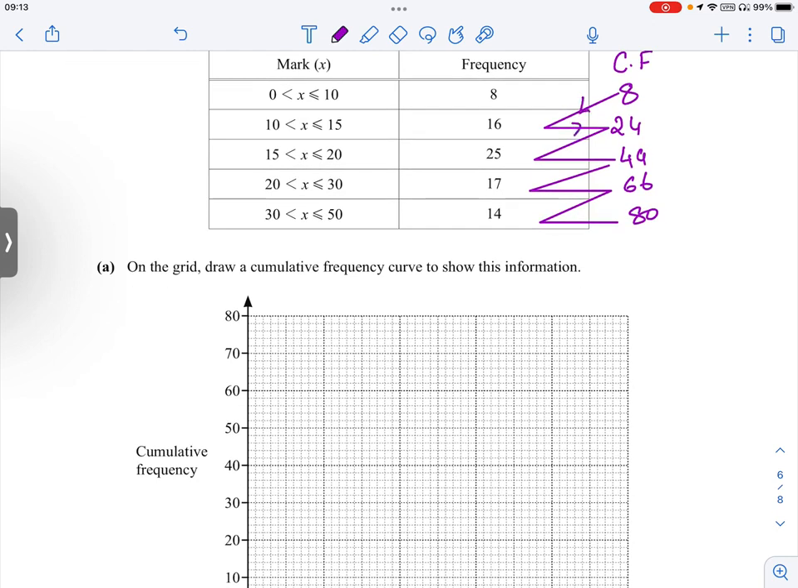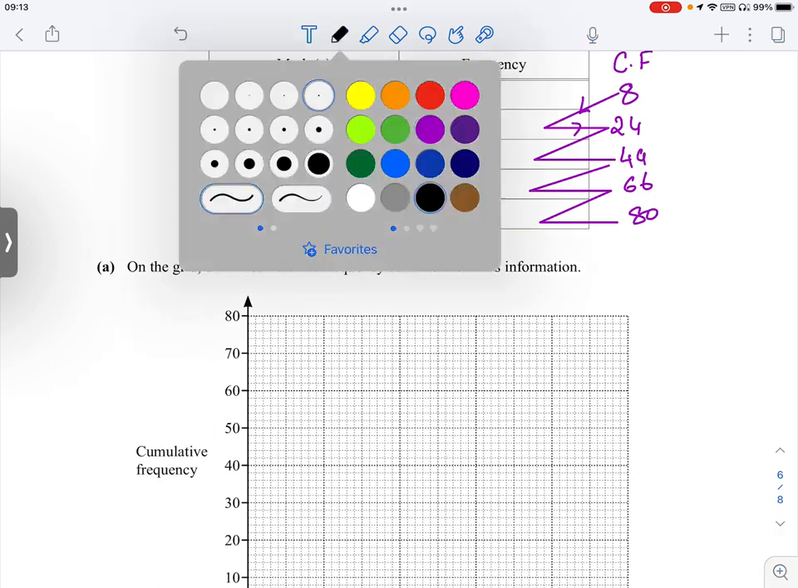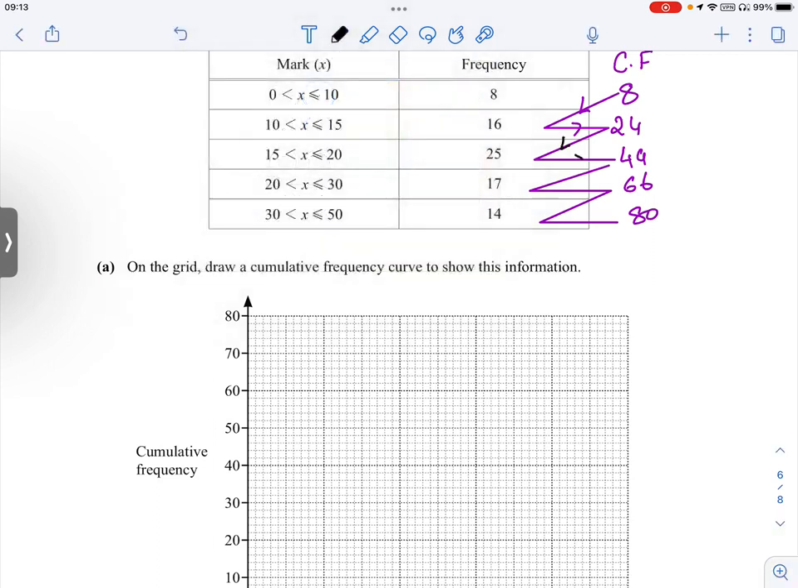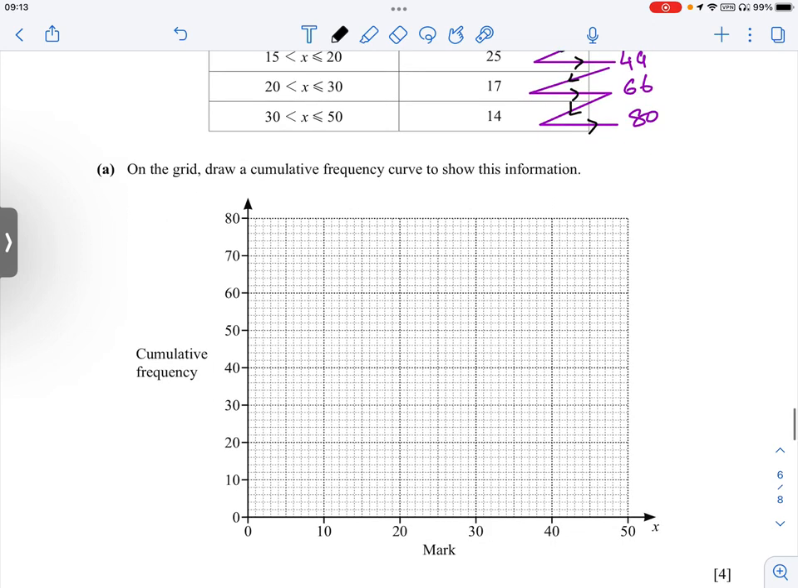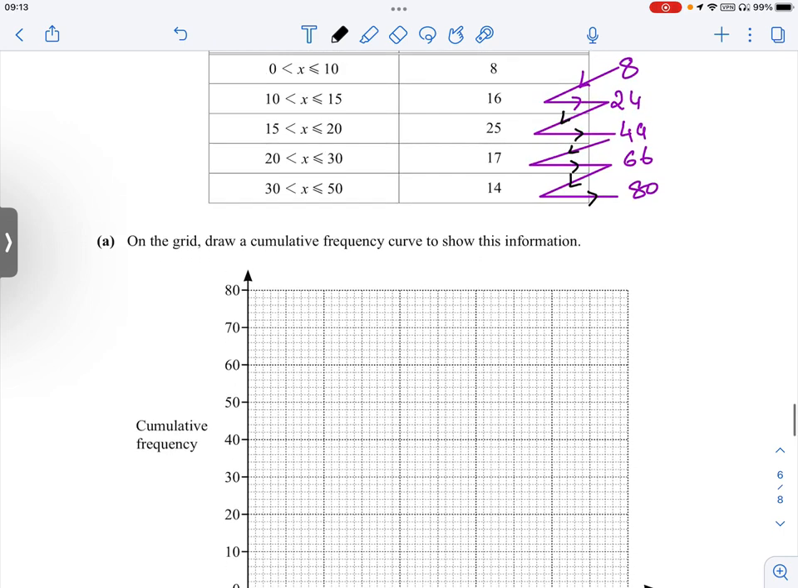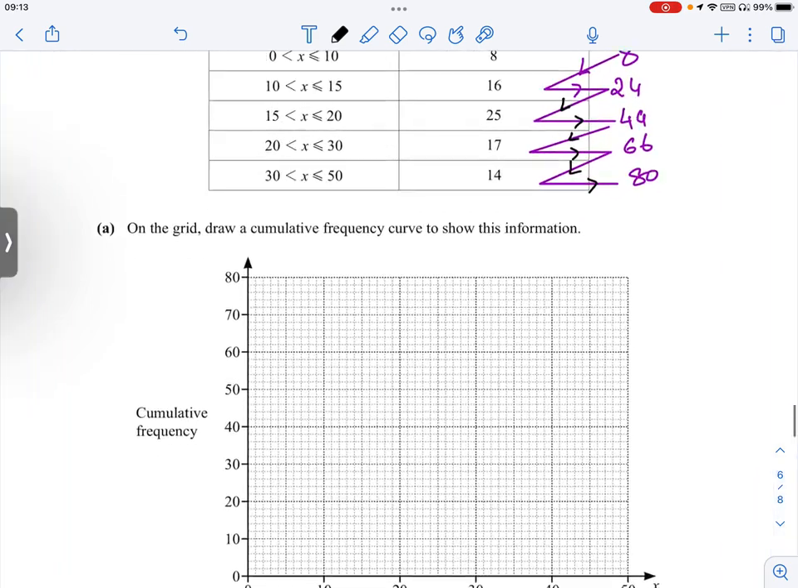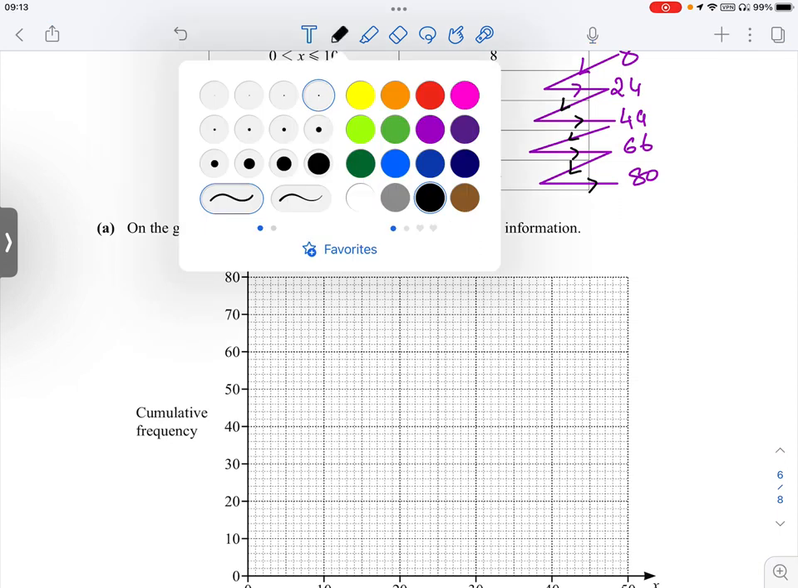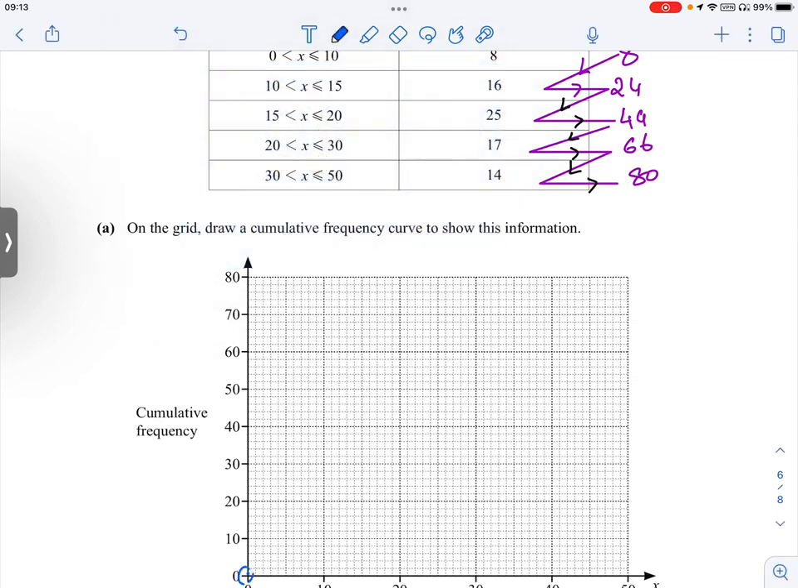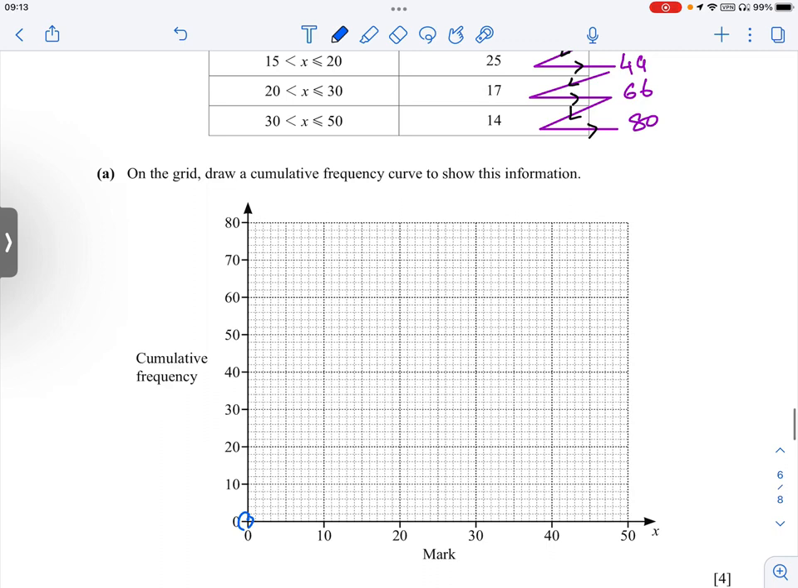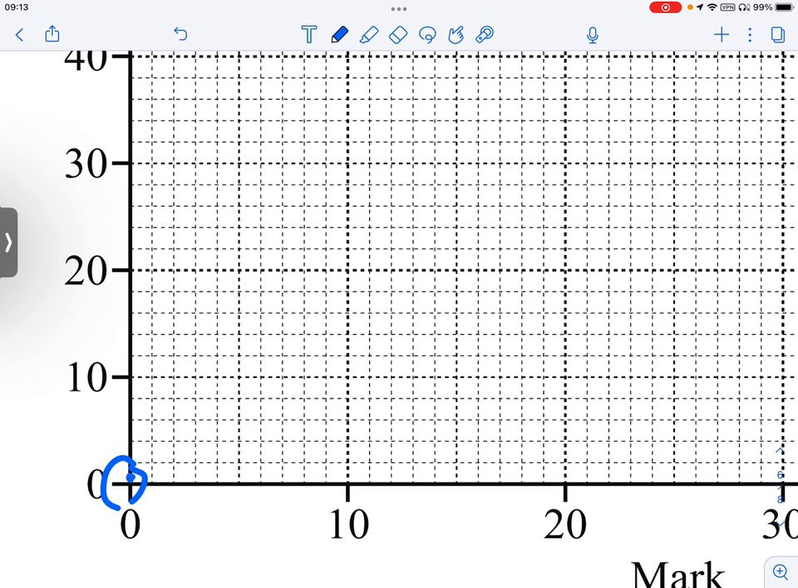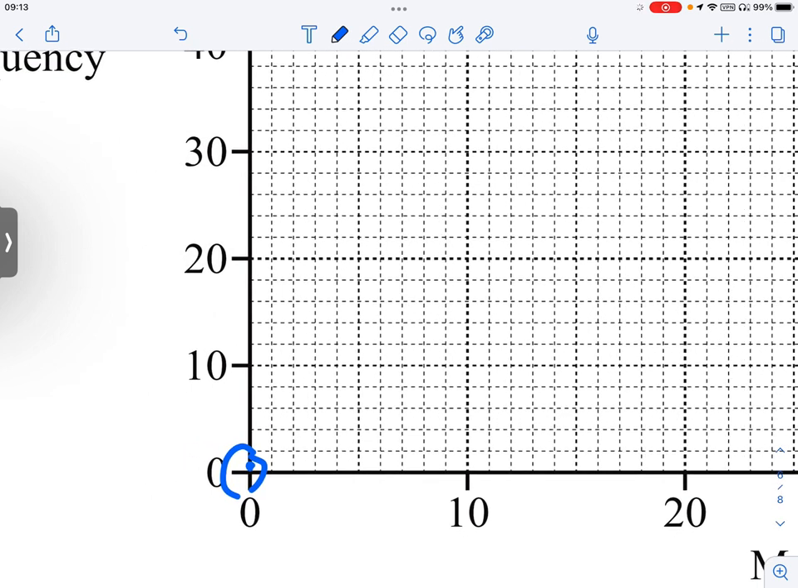So what should I be doing? Once I get the cumulative frequency, I am going to plot it in the cumulative frequency graph. So for 0, it is 0. For 10, it is 8. There are 5 lines and the gap is 10. So each line has to be 2. 2, 4, 6, 8, and so on.